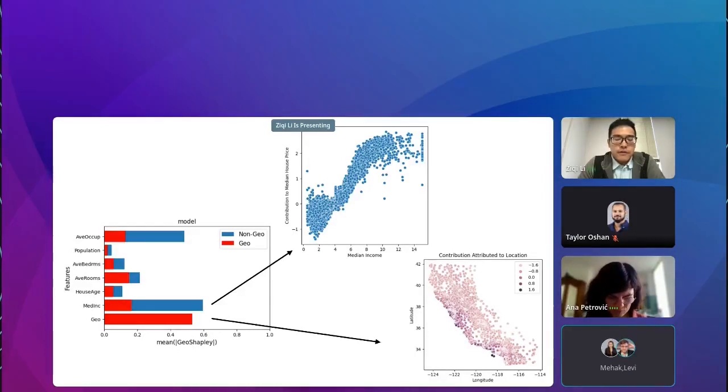And for the very bottom right corner, that's the contribution attributed to the coordinates, to the location. There are various explanations for this. There may be a spatial lag or there may be a spatial error involved, which can have some further investigation for this specific pattern.